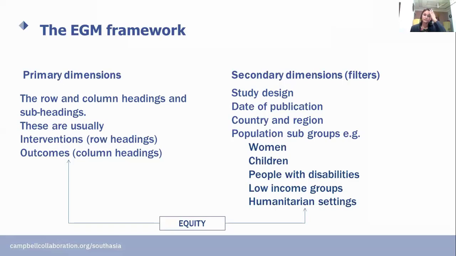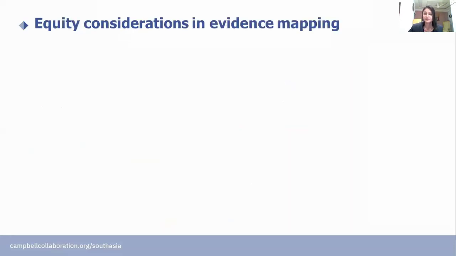Similarly, population subgroup is of course something that we have to keep in mind when we are setting up PICOs to include the equity components in our evidence and gap maps. I'll give you examples as we go ahead with the two maps. But the majority of maps consider equity in two ways.